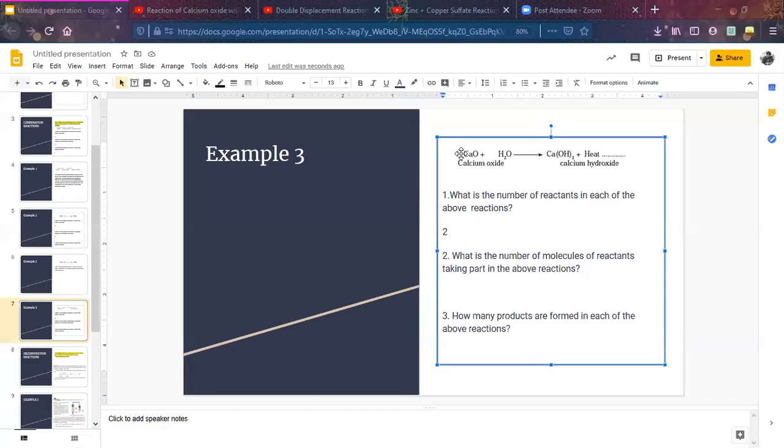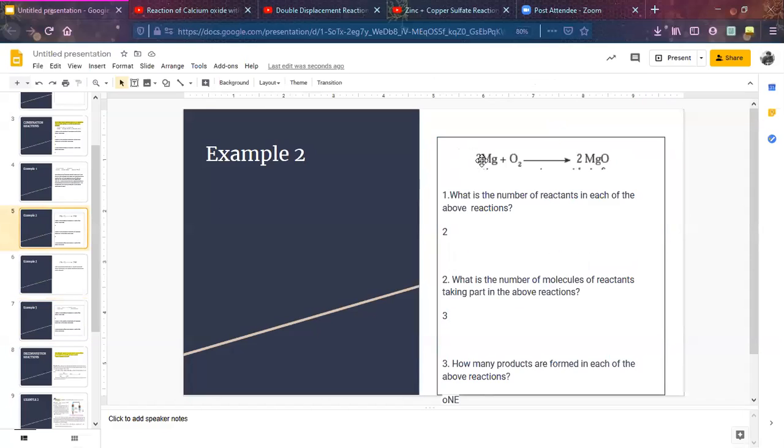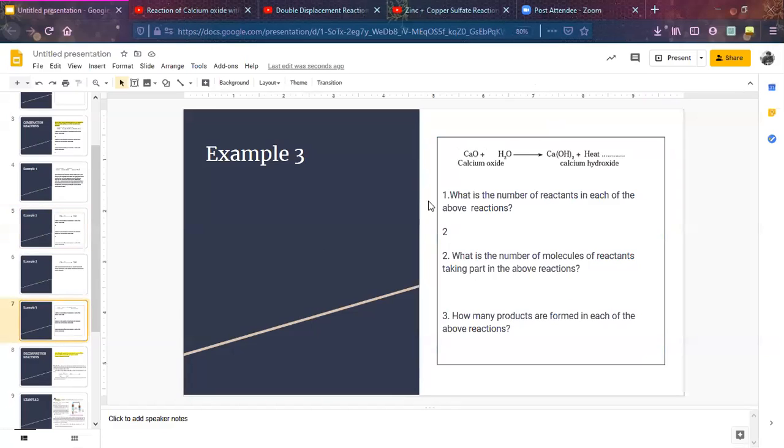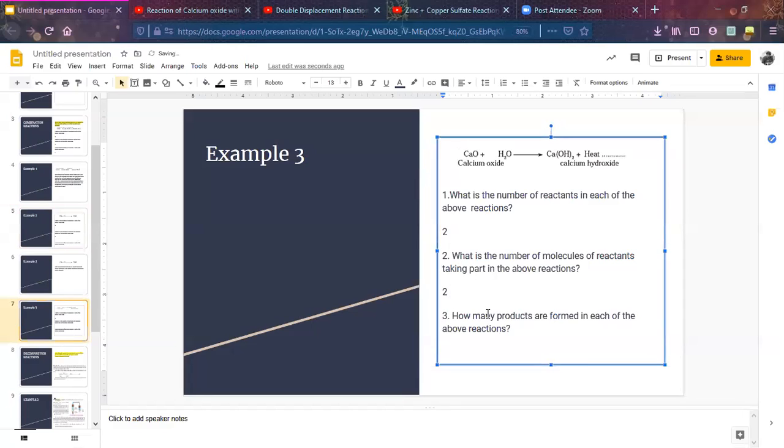Okay, 1 CaO plus 1 H2O. In the earlier example, it was 2 Mg plus 1 O2, so 2 plus 1, 3. Here, 1 plus 1, the answer will be 2. How many products are formed? 1 product is formed plus heat. Heat also comes, but heat is not a product as such. What is the thing that is formed? That is Ca(OH)2. So 1 product is formed.